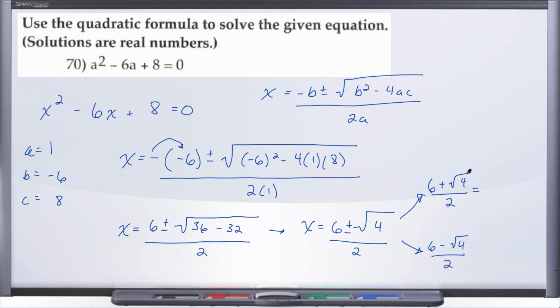And so what we end up with here is 6 plus 2 is 8 over 2, so we end up with 4. And here we have 6 minus 2, which is 4, over 2, which is 2. So our answer for number 70 is x equals 2 and 4.